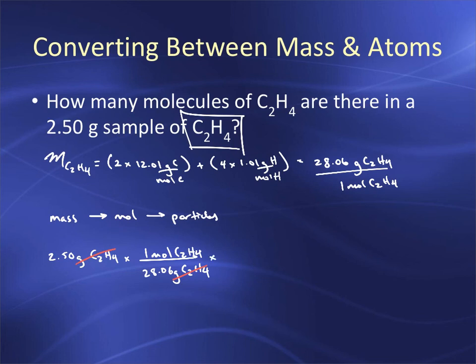And then to get us out of moles and into number of molecules, we'll use Avogadro's number. We need moles on the bottom, so 1 mole of C2H4 for every 6.02 times 10 to the 23rd. And this time, right, it's molecules since we're talking about a covalent substance. Putting that all together, 2.50 divided by 28.06 times 6.02 times 10 to the 23rd. And we're going to, once again, round it to 3 significant figures, 5.36 times 10 to the 22nd molecules of C2H4.